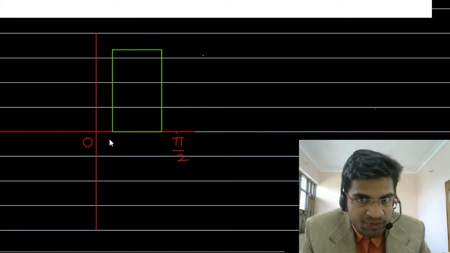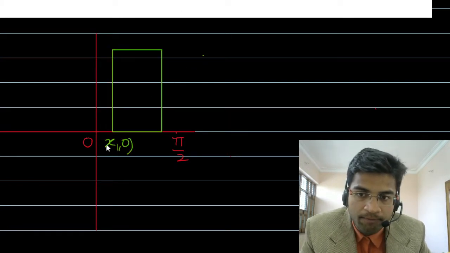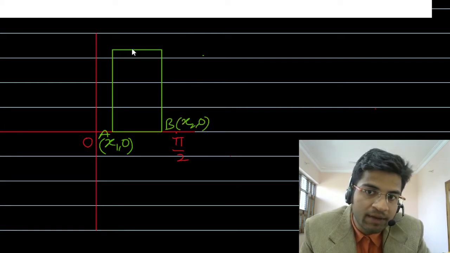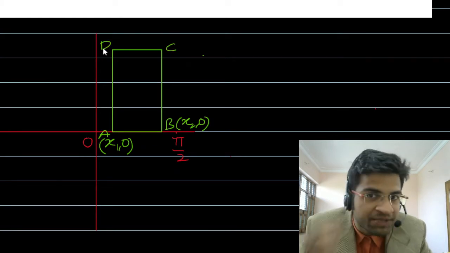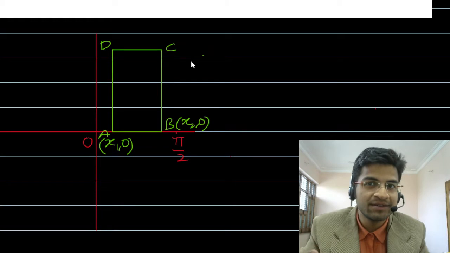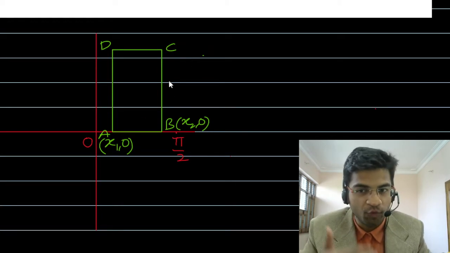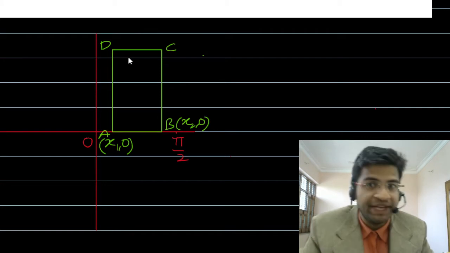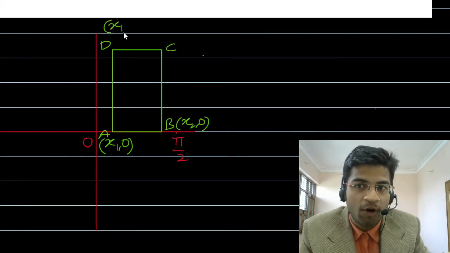Let us say this is point A, x1 comma 0, and point B, x2 comma 0. And this is C and this is D. What must be this point D and what must be this point C? Think for a moment. Point D must be x1 comma 2 sine 2x1.